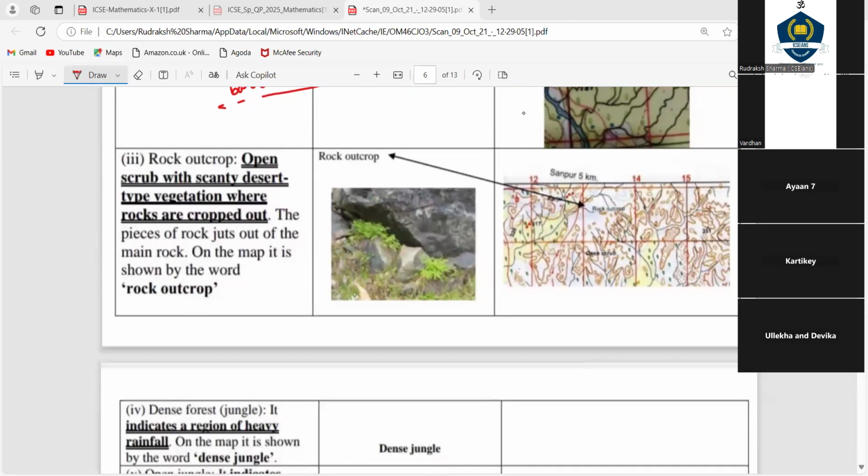Okay, so rock outcrop is what happens when, due to very much denudation or something, the rock inside the soil starts coming out, because basically the earth's top layer is soil, but ultimately whenever you remove the top soil, you will see rocks only. And whenever continuous denudation and erosion of the soil happens, the rocks start coming out. So in open scrub with scanty desert type vegetation, rocks are cropped out. The pieces of rock jut out when they come out of the main rock. On the map, it is shown by the words rock outcrop, like you can see here.